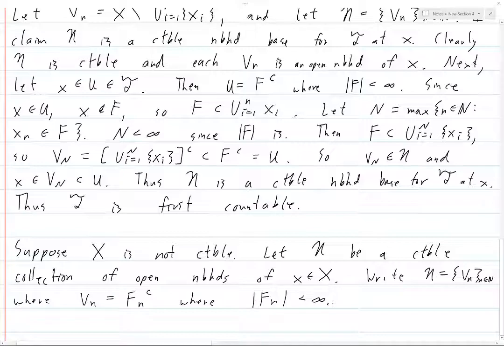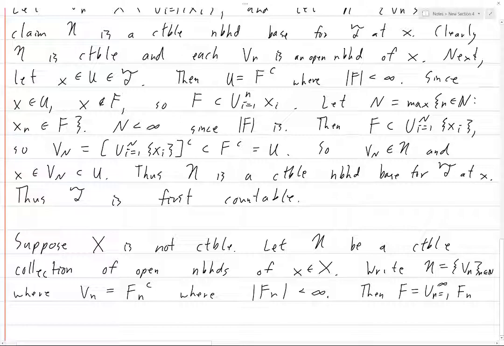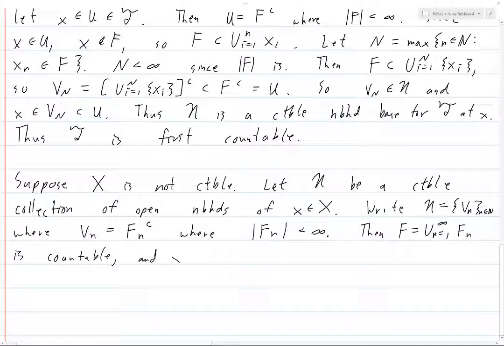Okay, then what do we know? Let's set F to be the union from n equals 1 to infinity of Fn. This set is countable because it's a countable union of finite sets. And a countable union of finite sets must be countable. Furthermore, X is not an element of F because X is not an element of Fn for any n, because X is contained in Vn for every n.